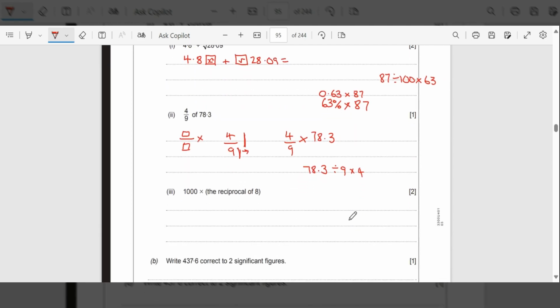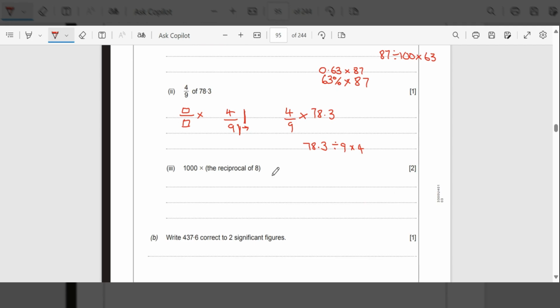The word reciprocal, put this in your brain, okay? The word reciprocal means 1 over. So the reciprocal of 8 is 1 over 8. So it's 1,000 times that. Again, you can use that button to put that in there.